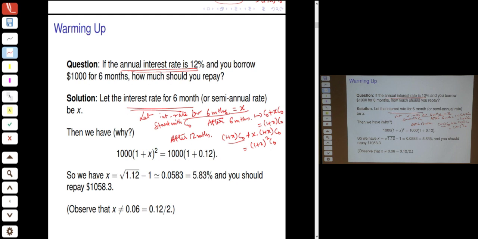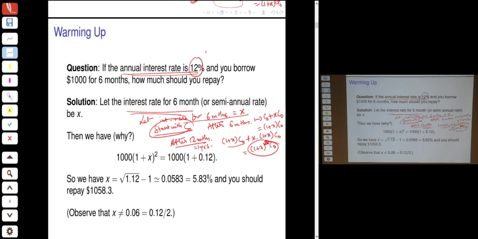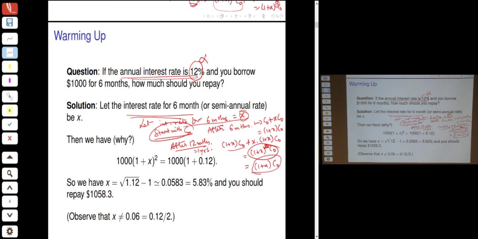If you start with amount C0, then you have (1 plus x) squared times C0 at the end of 12 months. So, this is at the end of 1 year, right. So, if the annual interest rate is, let us say, alpha, then after 1 year you should get (1 plus alpha) times C0. So, your half yearly interest rate, or interest rate for 6 months, x, is related to your annual interest rate alpha through this equation.